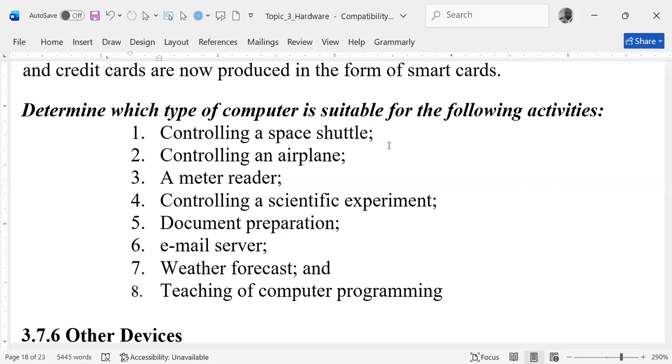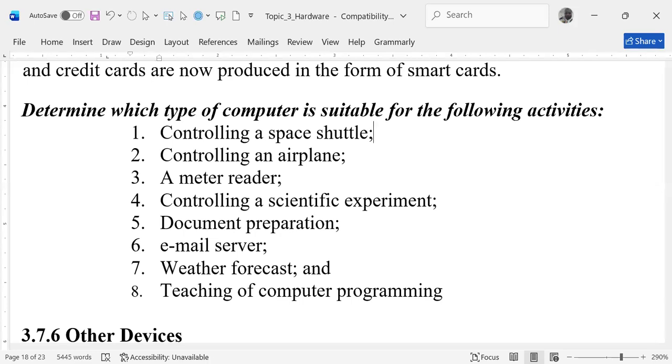6, email server. If you choose mini or mainframe, I will accept. Weather forecast, super or mainframe, accept. Then the last one, microcomputer. So these are the answers, and I've responded to you accordingly. I hope we are okay then.